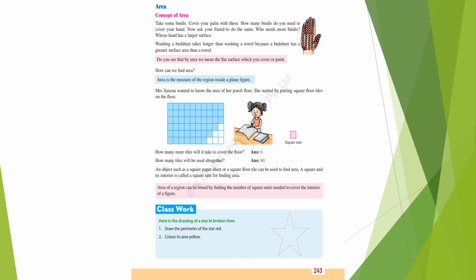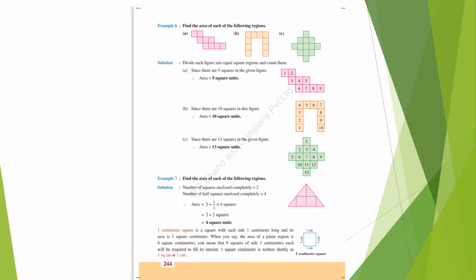interior of a figure. Any figure you have, if you see the internal space, the space inside, the region inside, that is called area. So area is the measure of the region inside a figure, any plane figure. Okay. So with the help of the grid box in your book, it is very nicely explained to you, and centimeter square. And children, when you write the unit of area, you will always write square units, right?